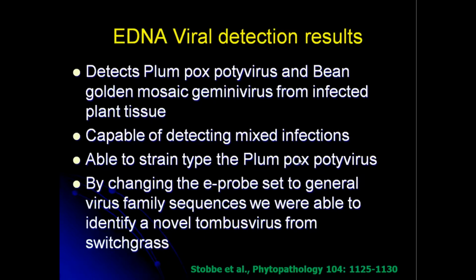We were also able to change the query set in the opposite direction. By using general virus query sets, for example, potyvirus query sets, we were able to identify a novel Tombusvirus from a switchgrass sample as well. And that's a project that's ongoing, using the same sort of software to look for unknown knowns, things that are there but not yet identified to a species level.